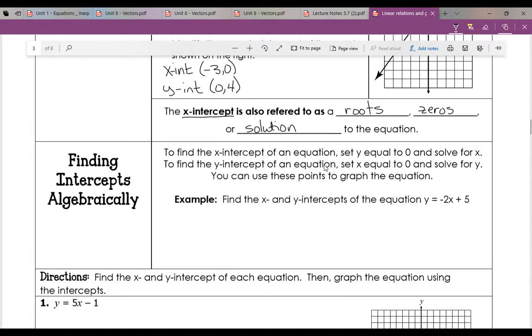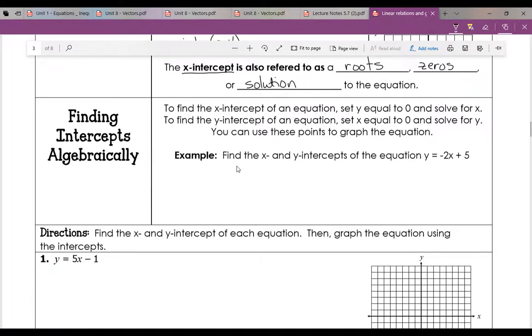To find the y-intercept of an equation, you do just the opposite. You set x equal to 0 and you solve for y. And you can use these points to graph. So in this particular example, it says find the x and y intercepts of the equation. So first, to find the x-intercept, I'm going to set y equal to 0 and solve for x.